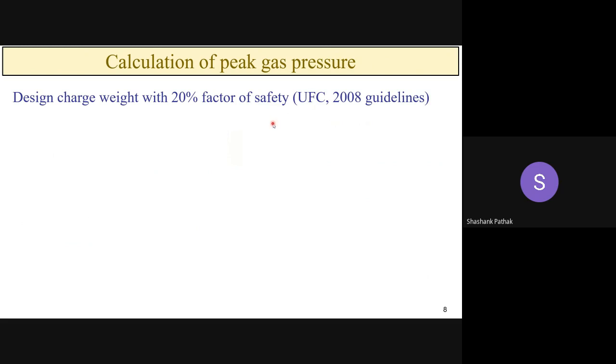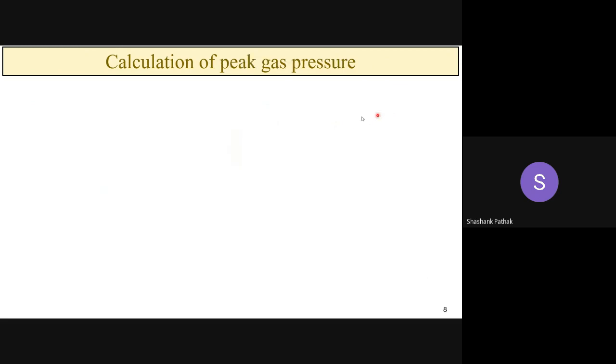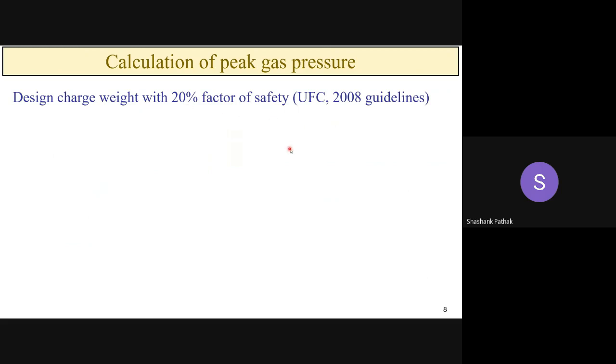So just calculate. All of you, please bring out your calculator and A4 sheet and try to do some calculation. From the previous slide, we have a charge weight of 380 kg. With this 380 kg and with this rule, calculate the design charge. So it will be 456 kg. Simply multiply by 1.2 and you will get your design charge weight. My suggestion is that you keep doing all these calculations with the calculator, A4 sheet, pen and paper, because this will help you in quickly understanding whatever is happening.